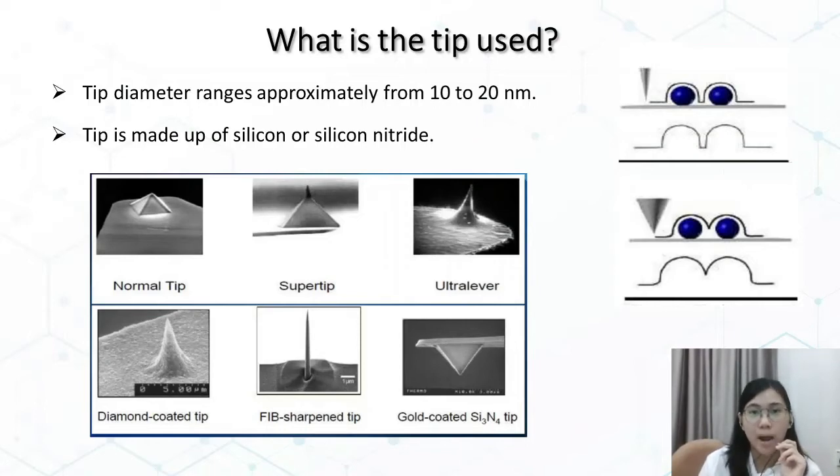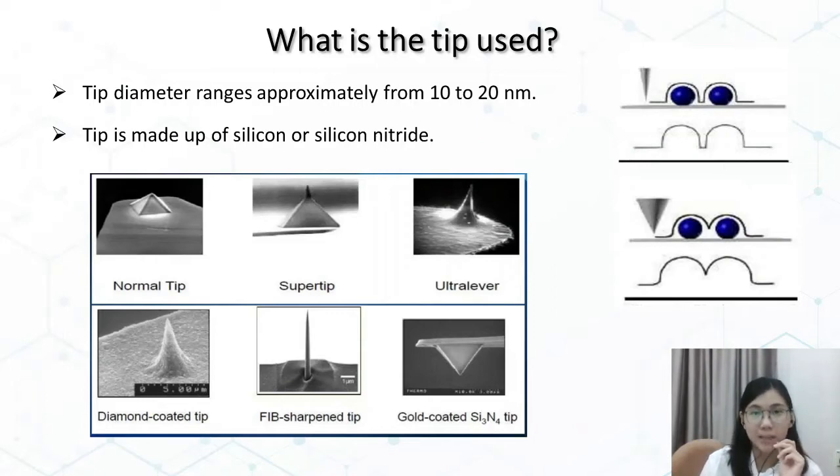So, when you see the two figures on the right hand side, when the smaller radius tip slowly moves over the surface of a sample object or material, it can touch the sample more closely compared to the larger radius tip.